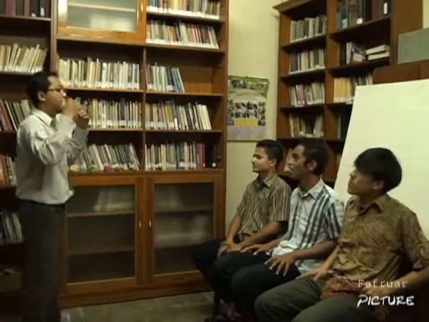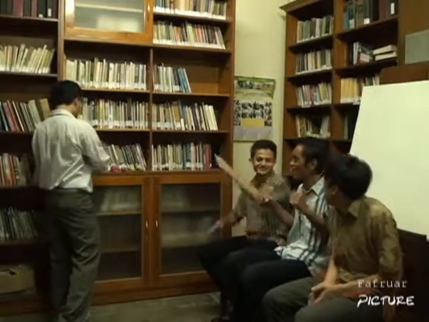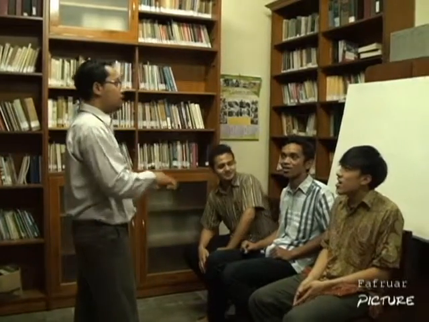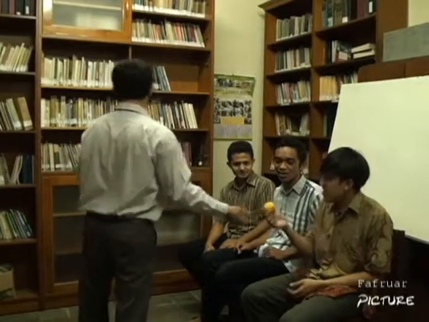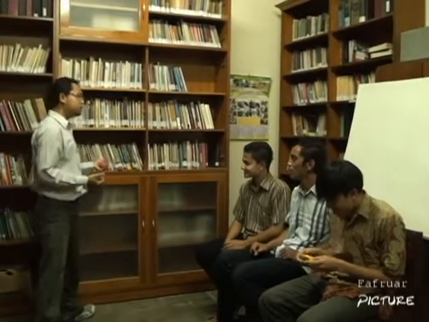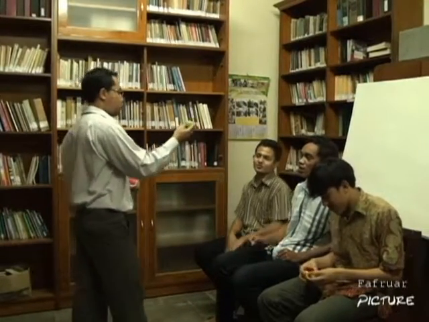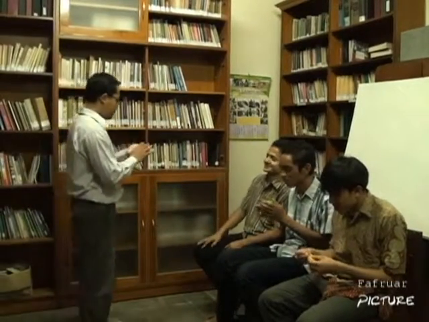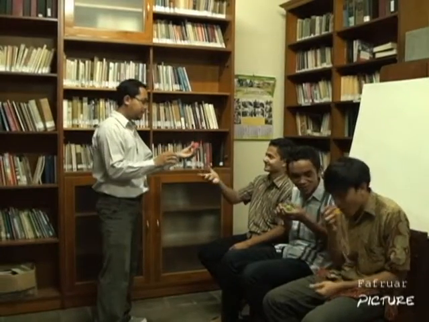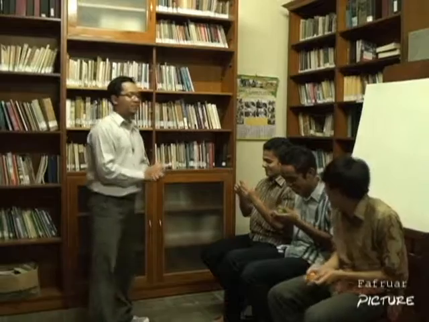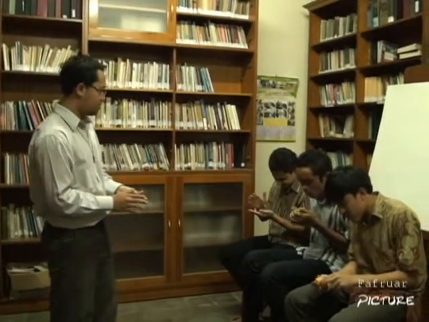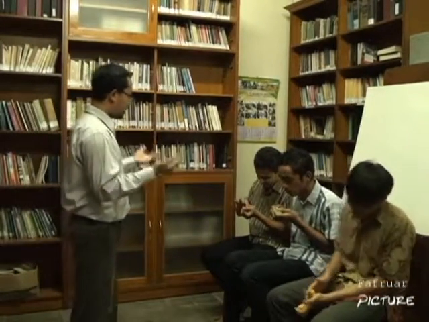Now you are going to make your own fruit. What fruit do you like? Orange? You will make an orange with this yellow Play-Doh. What about you? Mango. So you will make a mango with this green Play-Doh. And me, apple. You will make an apple with, what is it? Red Play-Doh. Please make it. The smell is very good, right? Yes. The Play-Doh is very fragrant.